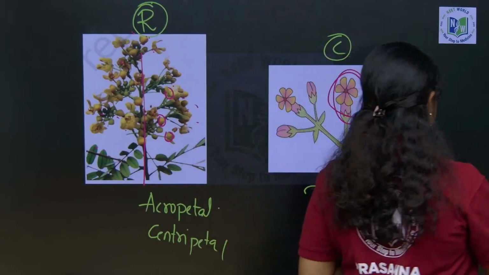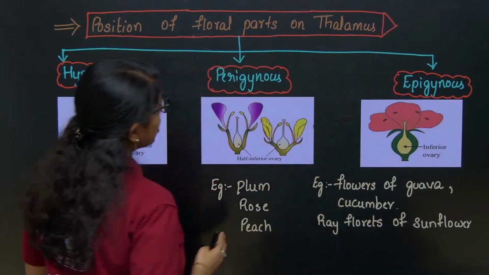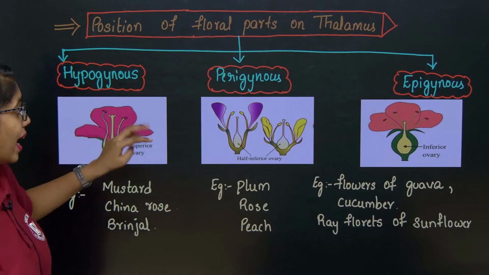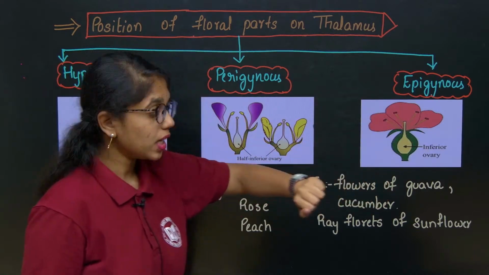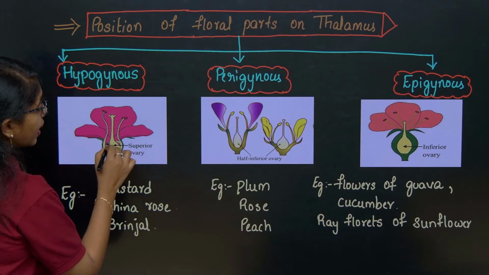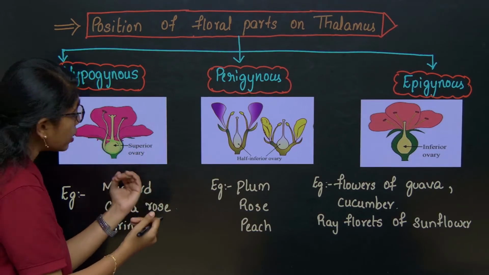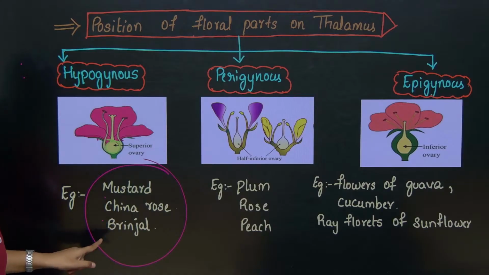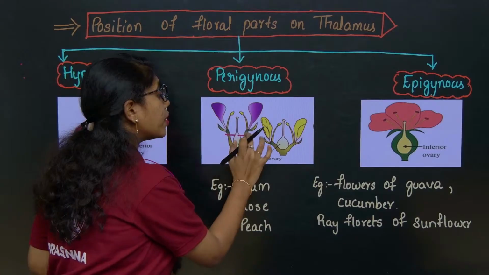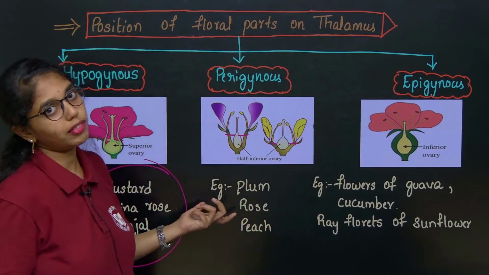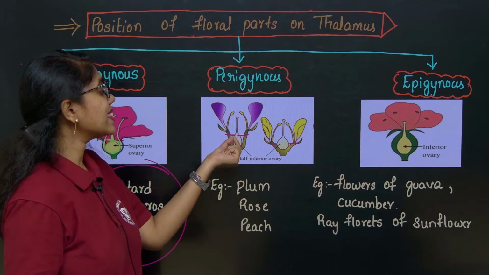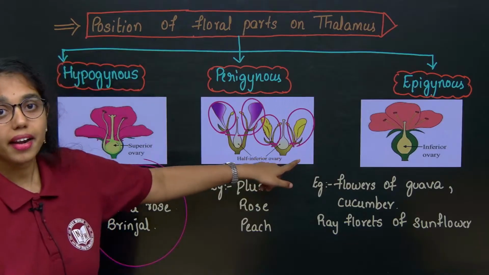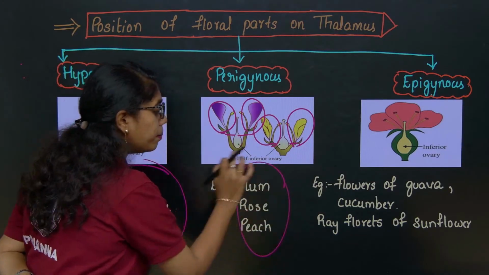Okay, that's it. Next, position of floral parts on the thalamus. Based on the position of the ovary with respect to the other floral parts, we have three types of flowers: hypogynous, perigynous and epigynous. Hypogynous flowers, wherein the ovary is superior and other floral parts are below the ovary. Best examples include mustard, China rose and brinjal. Perigynous, where the ovary is half inferior. Last time this diagram was given and most students were confused. No need to be confused, you can clearly see the other floral parts at the rim of the thalamus.